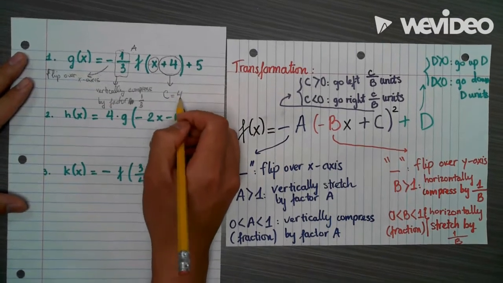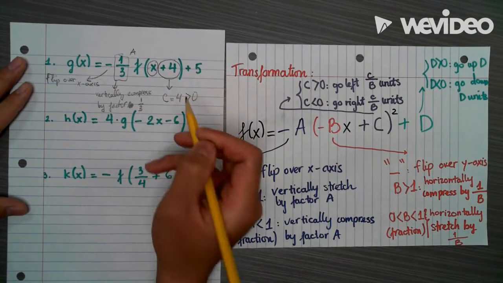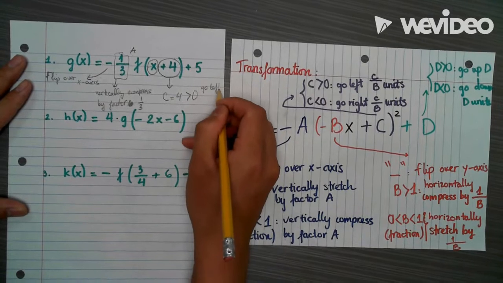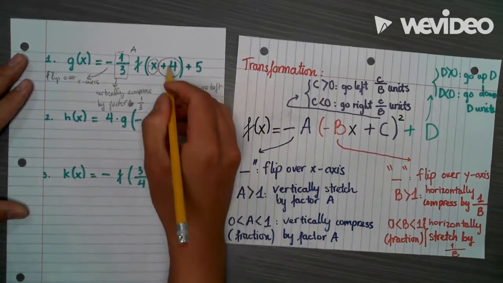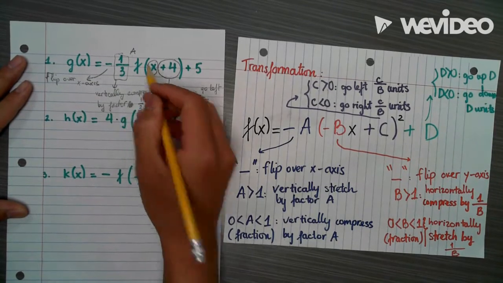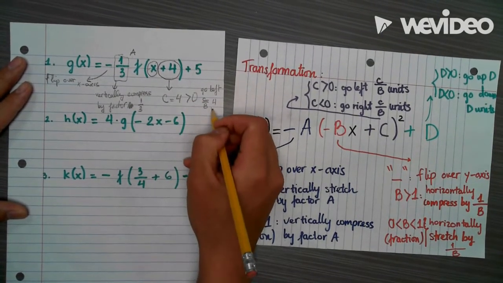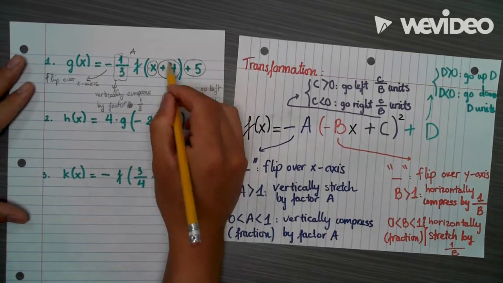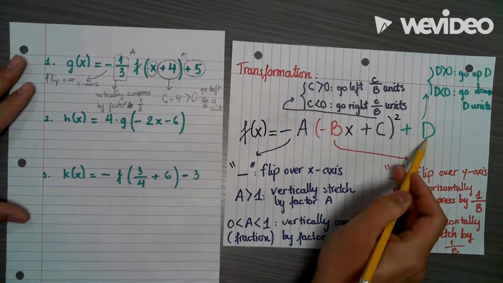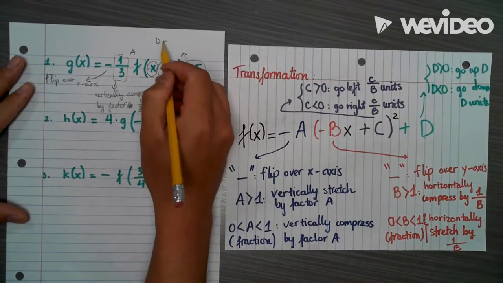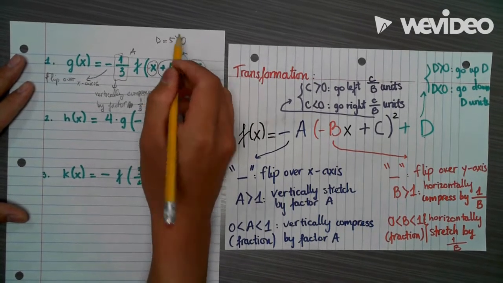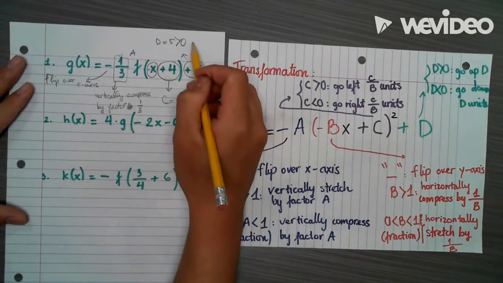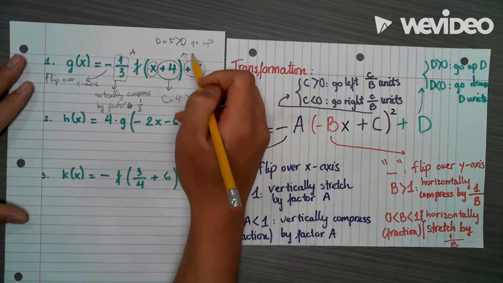And c is 4, and it is bigger than 0. C bigger than 0 will go left. You just say go left. C over B. My C is 4, my B is 1, right? So go left 4 units. What about number 5 here? Number 5 is outside of the parentheses, so it is D. And my D is 5, and it's bigger than 0. So here, D is 5, bigger than 0, so it goes up D units. So just say go up. My D is 5, so 5 units.